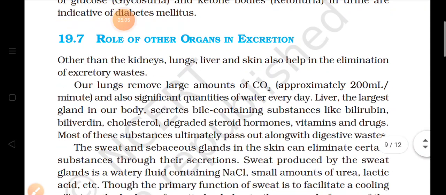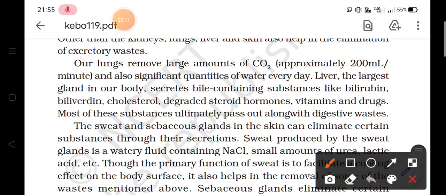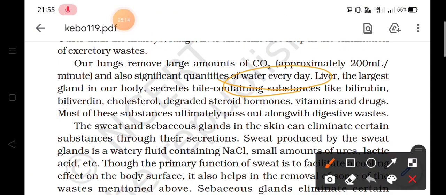Now if we talk about the lungs, they remove carbon dioxide, and also significant quantities of water every day. You might have observed that during the winters, when you exhale air on a mirror, some moisture comes on the mirror, and that moisture is because along with this CO2 some of the water is also removed.